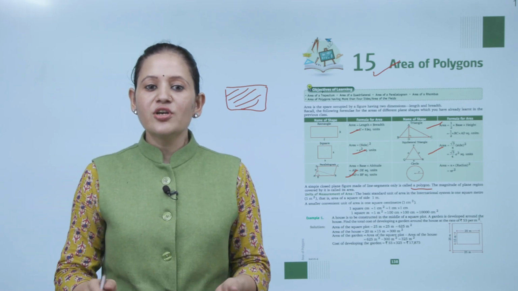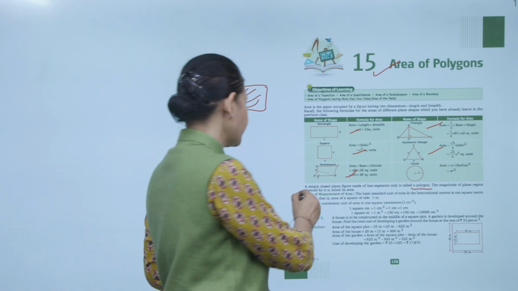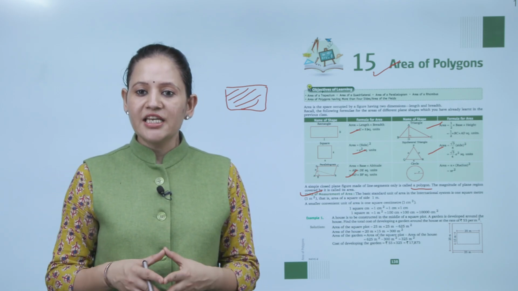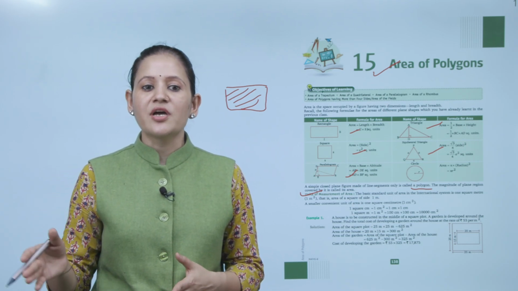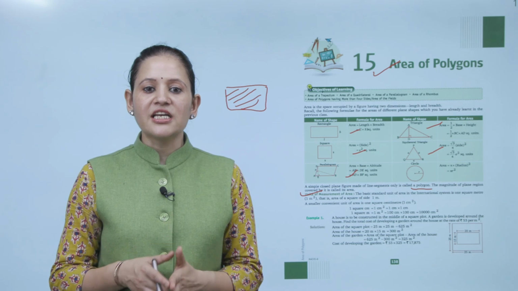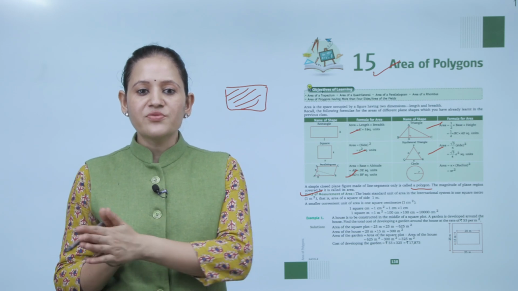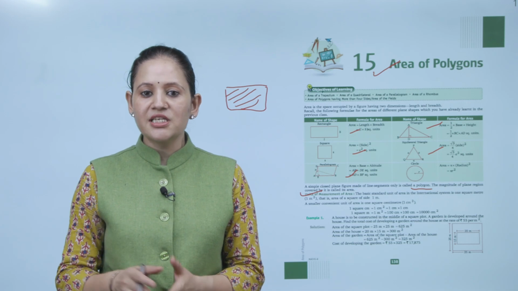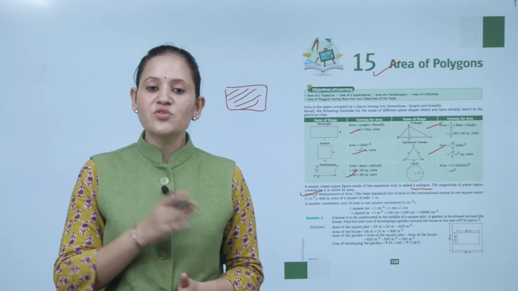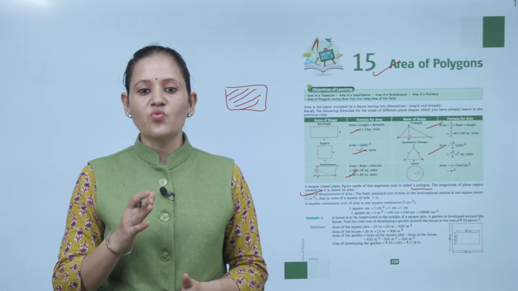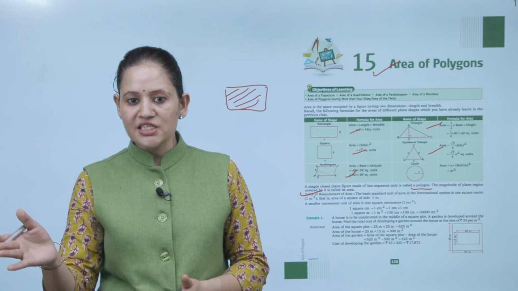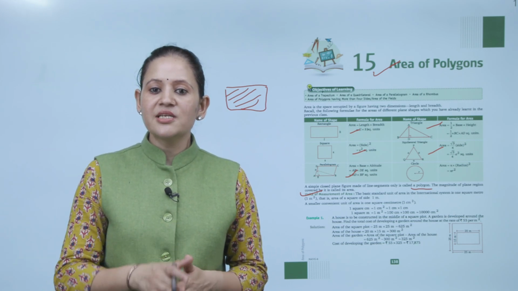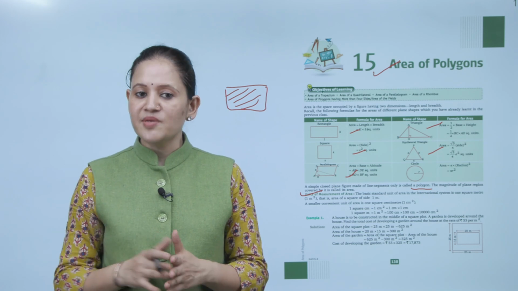Next is the unit of measurement of area. The basic standard unit of area in the international system is 1 square meter, that is, the area of a square of side 1 meter. A smaller convenient unit for area is 1 square centimeter. 1 square centimeter is 1 centimeter into 1 centimeter. 1 square meter is 100 centimeter into 100 centimeter, that is 10,000 centimeter square.